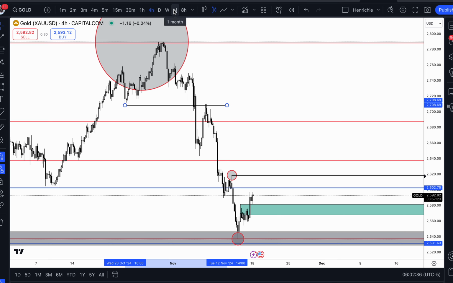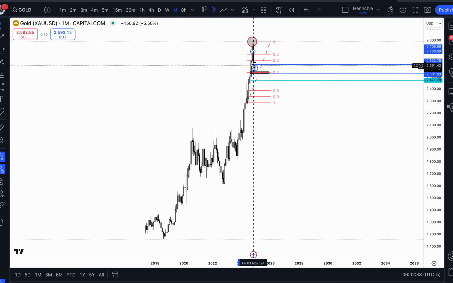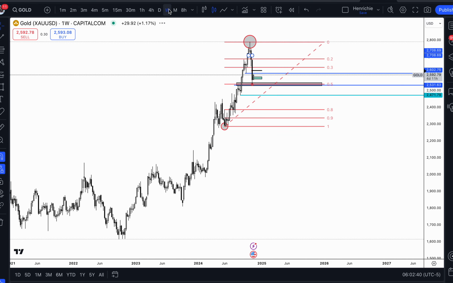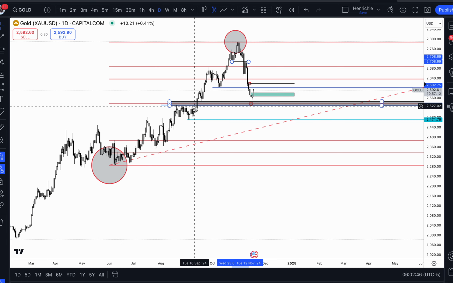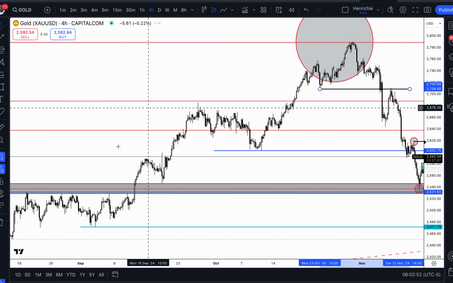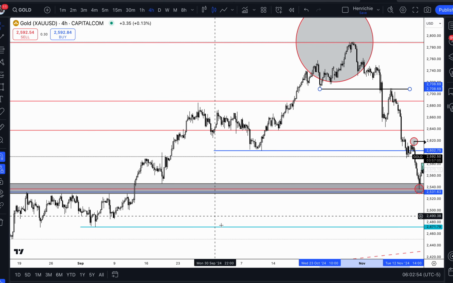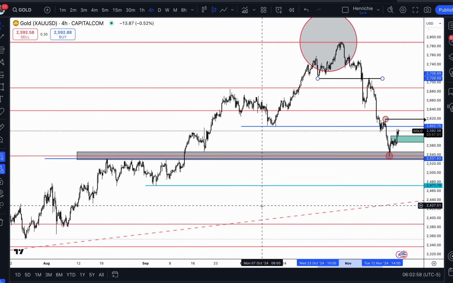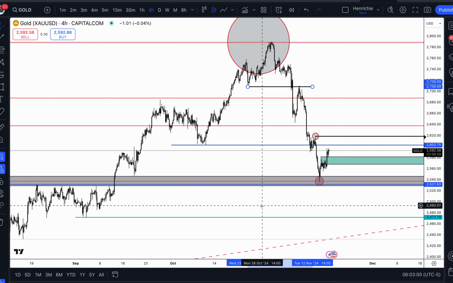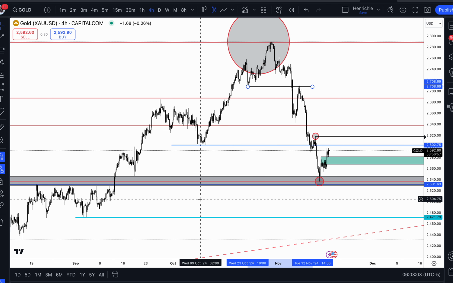You can see how I've derived the point of interest from monthly fair value gap, derive a point of interest weekly fair value gap, derive a point of interest daily fair value gap, daily discount below equilibrium, 4-hour fair value gap on 4-hour. So this is basically how you just derive the point of interest you want to work with. You scale down time frame to time frame, time frame to time frame.